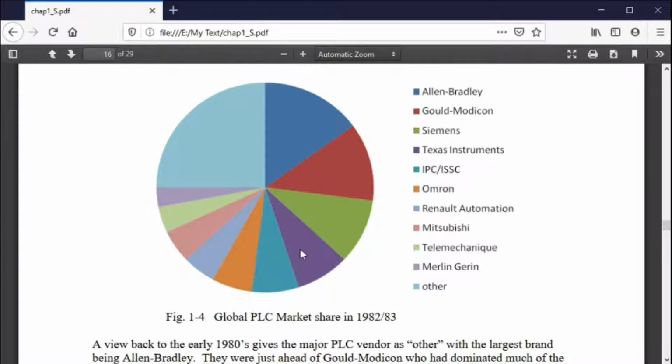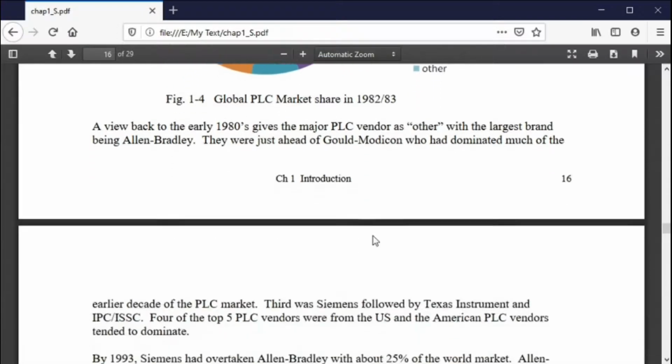This company right here is Texas Instruments. You say, well, Texas Instruments never had a PLC. They did have a PLC for many years. And then another company called ISSC. And then here are your Japanese companies: Omron, another Renault, and this is Mitsubishi. So now let's look and see what happened between 1982 and the early 90s.